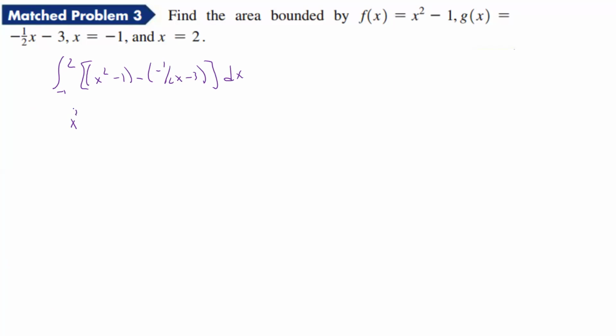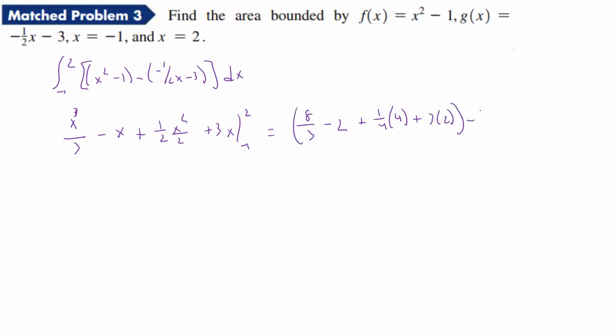That's going to become x cubed over 3. And then we have a minus x. And again, that's going to become plus. That's going to be a half, and that's going to be x squared over 2. And that's going to become plus, and that's going to be a 3x. And again, from -1 to 2. Now, if I plug in 2, that's going to be what? That's going to be 8 over 3 minus 2 plus 1/4 times 4, and then plus 3 times 2. And then after that, I'll have all that, and then I'll subtract off.